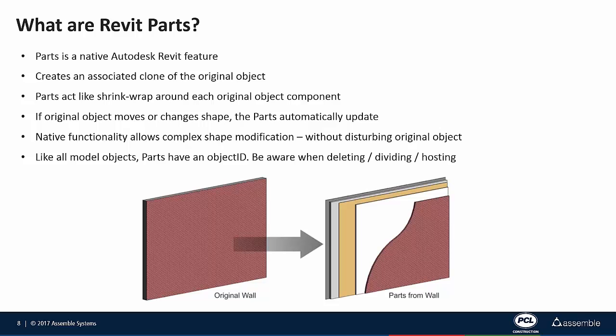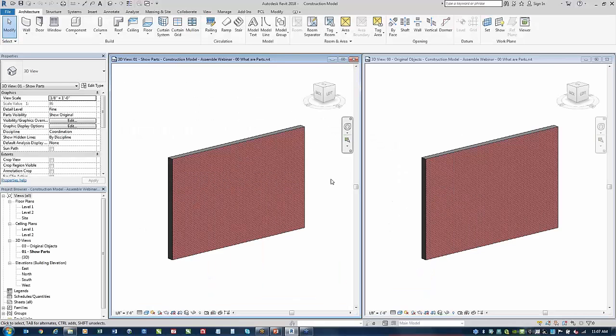those original objects. One other note we'd like to make with parts as well is, like all model objects, parts have an object ID, so you really need to be aware of that when you're creating parts, deleting them, and also if the host objects, the original objects, are deleted, you can have some effects there as well. We're going to jump into Revit real quick and just look at some basic behavior with parts.